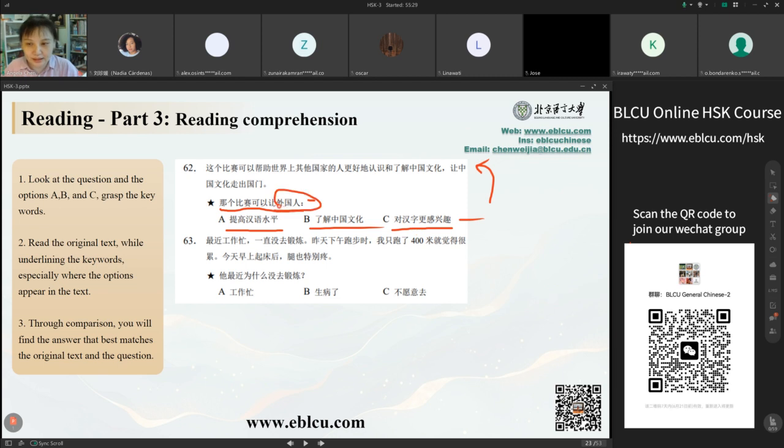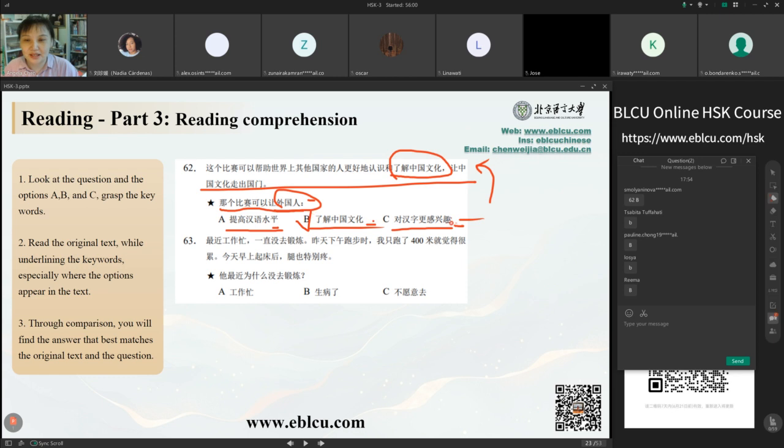So 外国人 and then 3 options. Okay, then let's go back to this description. 这个比赛可以帮助世界上其他国家的人更好地认识和了解中国文化，让中国文化走出国门。So, what is your answer? Do you have your answer right now?